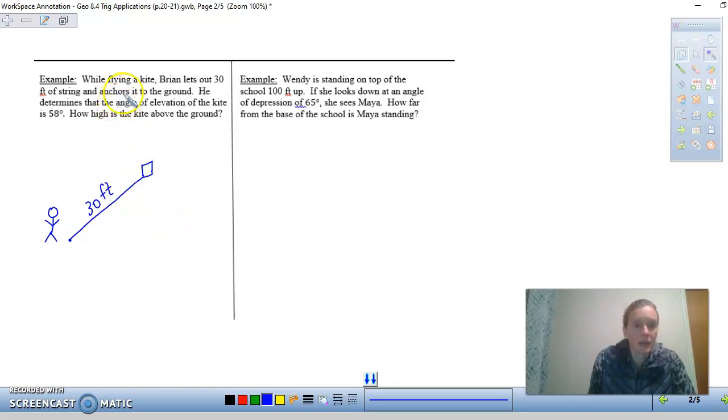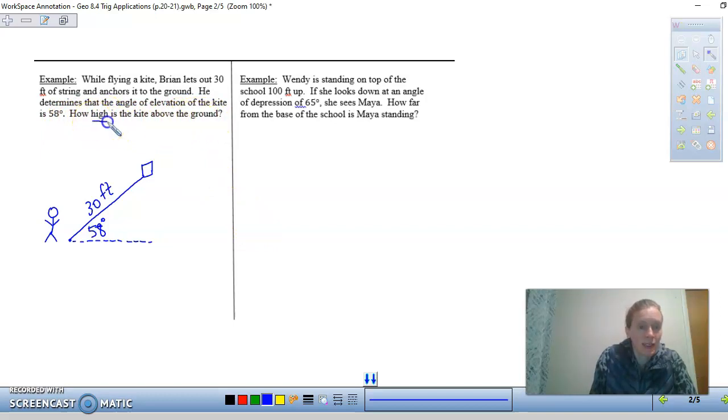Okay. He determines that the angle of elevation of the kite is 58 degrees. Remember, that always has to be from a horizontal. So if it's the angle of elevation to the kite, you have to make sure you draw the horizontal, and then this would be your 58 degrees. So again, from the horizontal, going up to the kite is 58 degrees. How high is the kite above the ground?